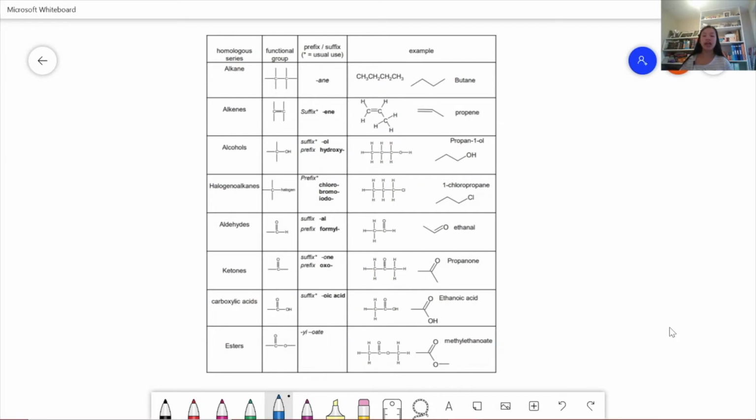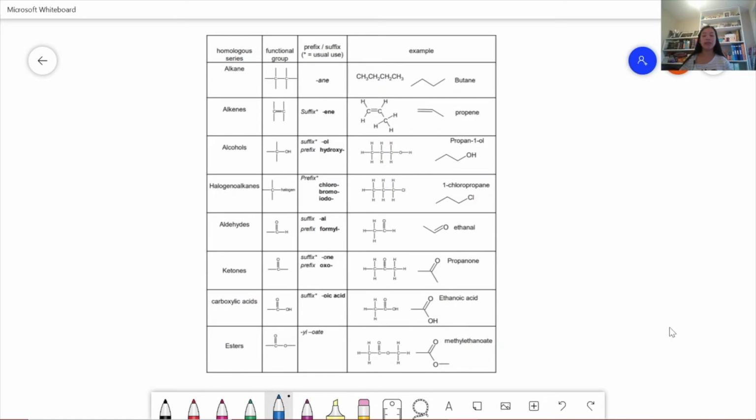For aldehydes, which have this COH group, we end with -al. And because in the example we have 2 carbons, it's called ethanal. And we don't need a number because no matter where the COH group is, it'll be the same either way. And then for ketones, which have the CO group, because in the example it's got 3 carbons, we name that propanone. And then for carboxylic acids, we end with -oic acid. So because in the example we've got 2 carbons, we give it the prefix of eth and then put ethanoic acid.